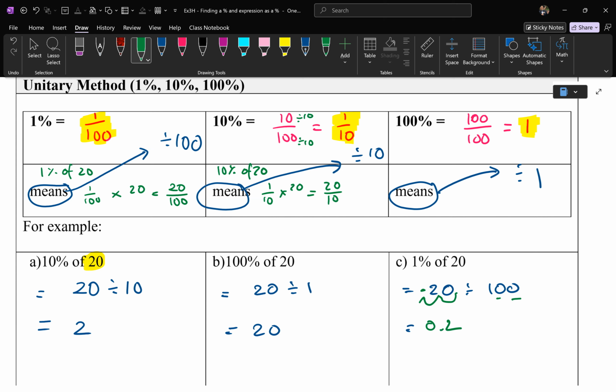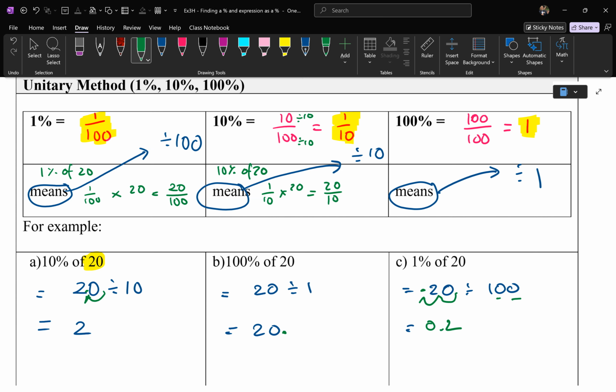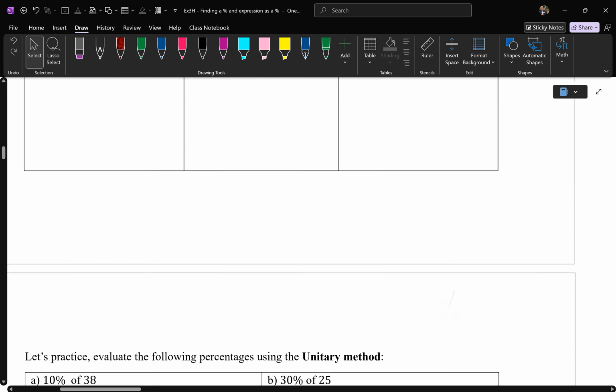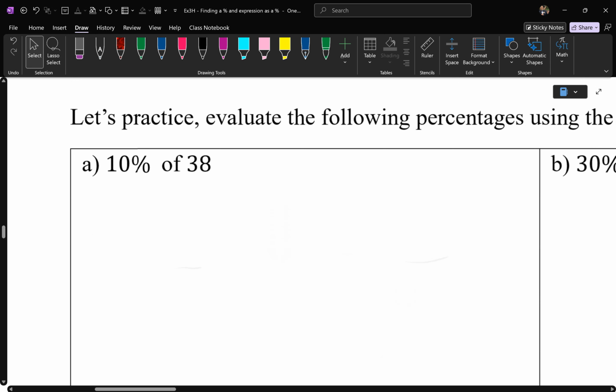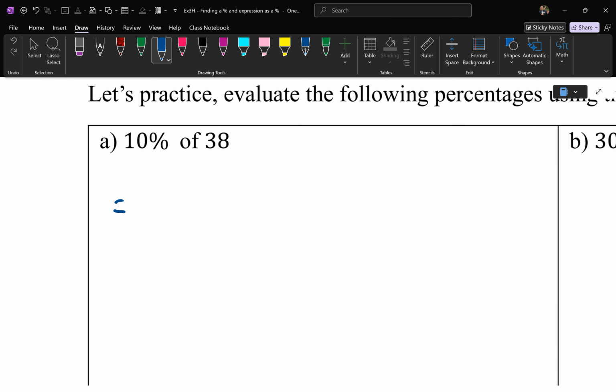Notice the number of zeros for this one. There's 1 zero, so I move back 1. That's why it's 2. This one, there's no zeros, so it stays as 20. So this is special. If you can find 1% and 10%, you can find most in a shopping center. So let's do something like this now. Let's ask, what's 10% of 38? Let's ask someone in this class here. 10% of 38. 10% means divide by 10. So if I ask you, what is 10% of 38?